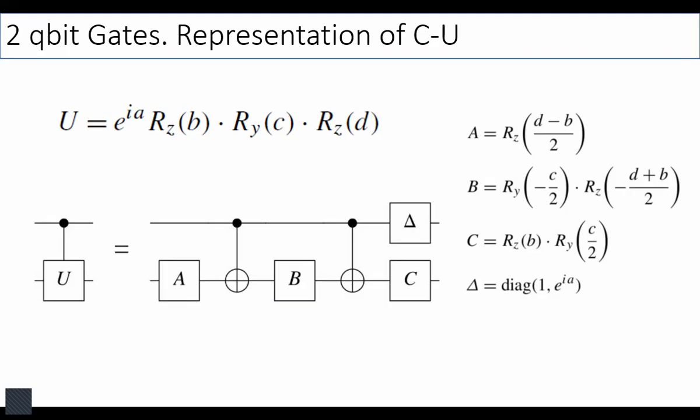Two qubit gates. If I have a controlled U, I know that U can be written as a composition of Z, Y, Z rotations with certain coefficients in front. Then I could actually implement controlled U as one qubit operations and controlled NOTs. And this is the exact formula. Here ABCD corresponds to ABCD here.